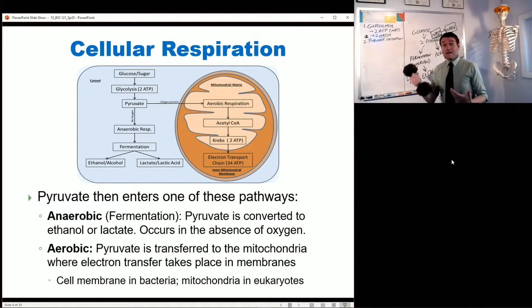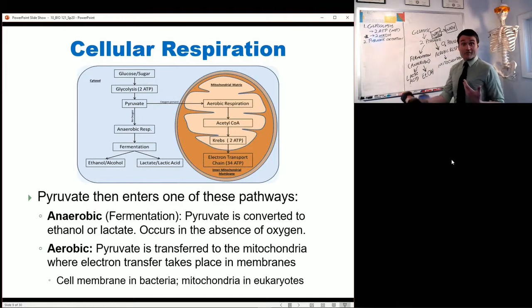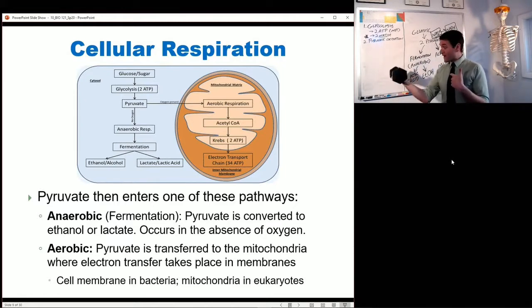Which is why, if you're lifting weights, then after a while your muscles start to get sore. You see, my muscles need oxygen in order to produce ATP from the blood sugar that I have. If I'm trying to produce way too much, I'm putting too much strain on it, and there's not enough oxygen getting to my muscles in order to give me the ATP that I need, my muscles will be forced into an anaerobic respiratory process.